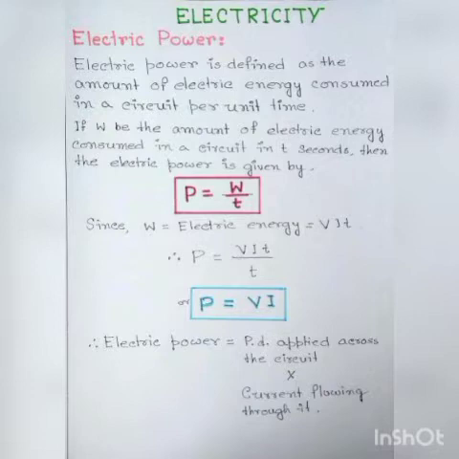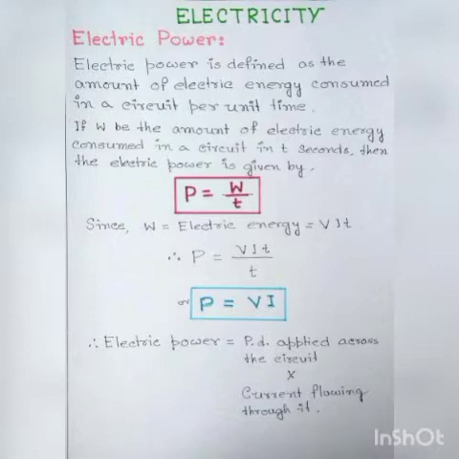In our last class, we ended our discussion with electric energy. Now what is electric energy? It is equivalent to the work done by a source of electricity to maintain a current in an electric circuit. So whatever work is done, that is equivalent to the electric energy consumed in the circuit. And the mathematical expression of electric energy is E equals VIT.